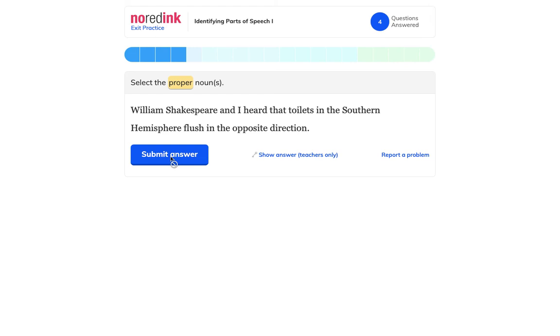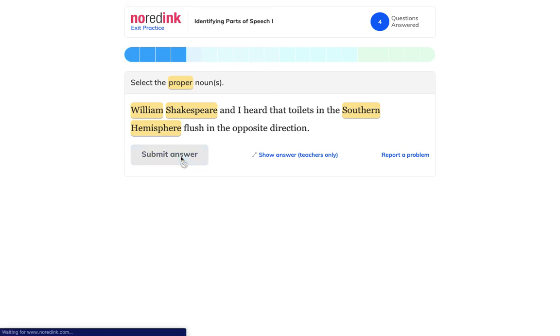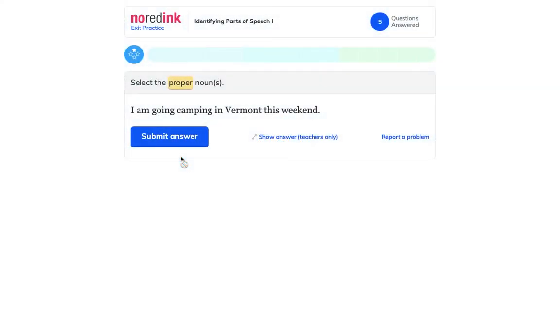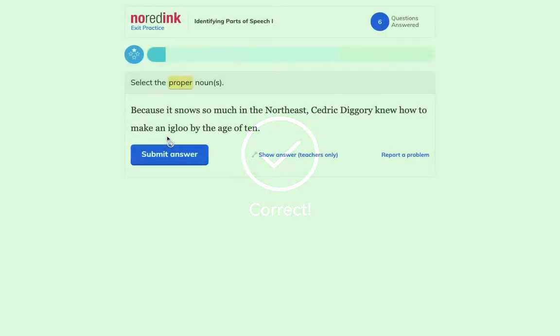William Shakespeare and I heard that toilets in the southern hemisphere flush in the opposite direction. So we've got a proper noun, specific person, and then a location, the southern hemisphere, capitalized proper nouns. I am going camping in Vermont this weekend. Vermont is a specific place name. It is a capitalized proper noun.